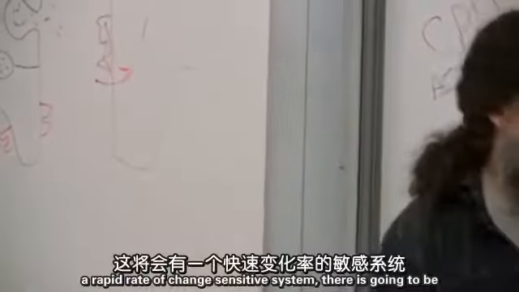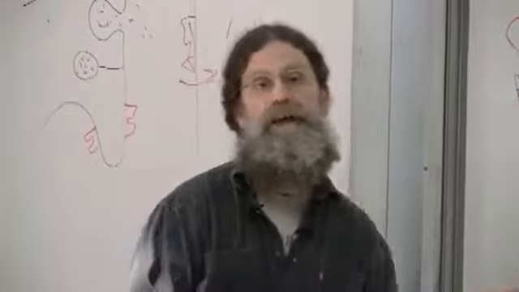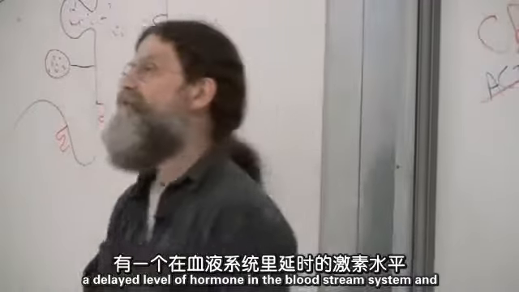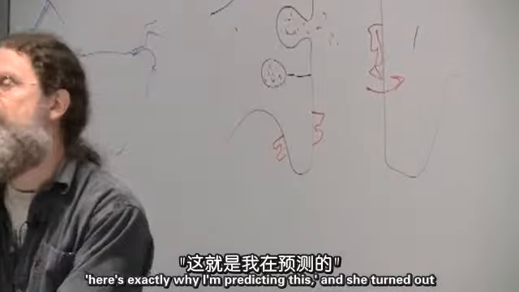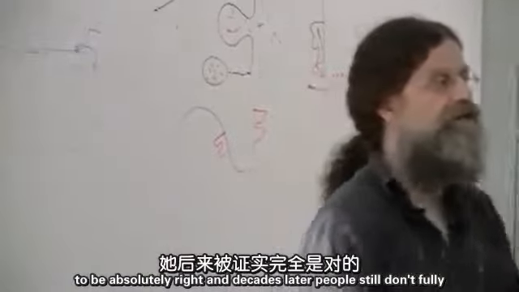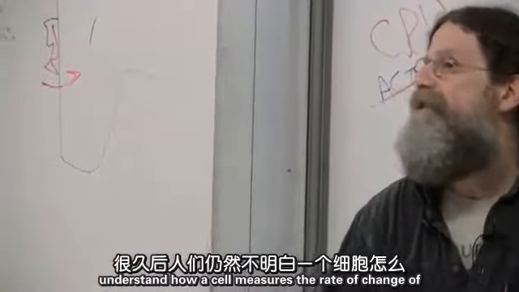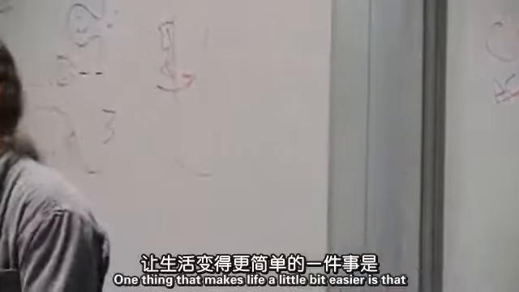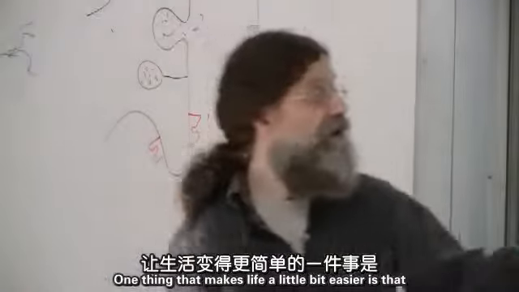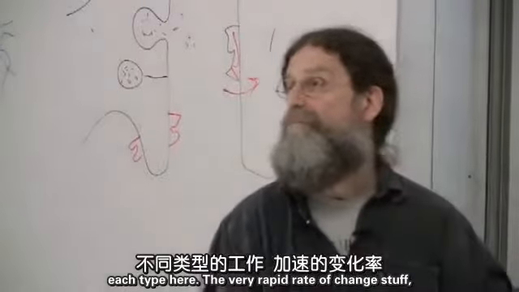There is going to be a rapid rate of change sensitive system. There's going to be a delayed level of hormone in the bloodstream system. And here's exactly why I'm predicting this. And she turned out to be absolutely right. And decades later, people still don't fully understand how a cell measures the rate of change of something independent of the absolute levels. One thing that makes life a little bit easier is it's different parts of the nervous system that do each type here.